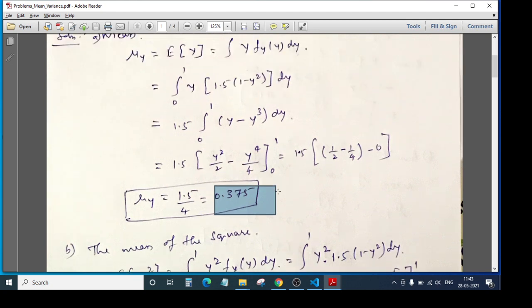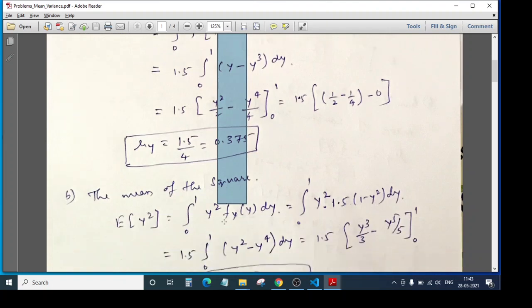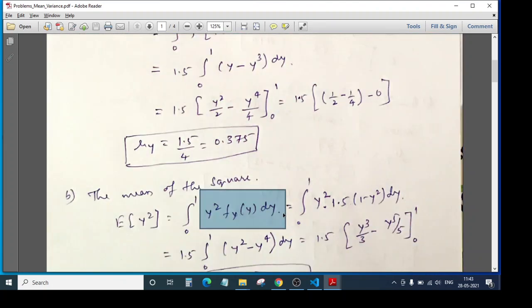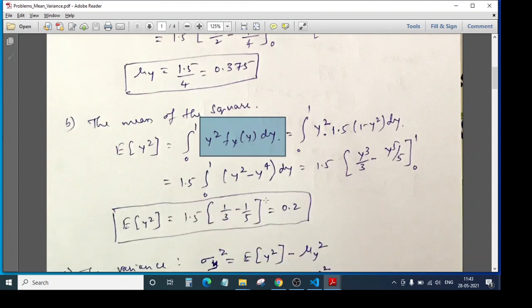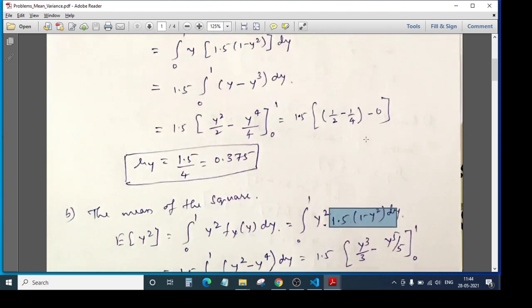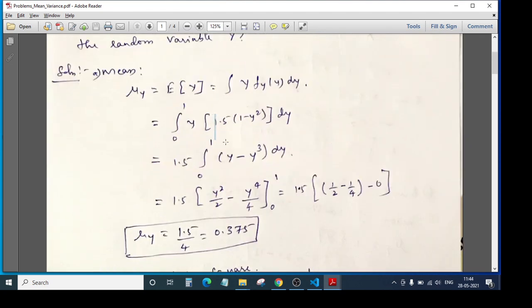Next we need to find the mean of the square. Mean of the square is nothing but in this formula whatever we have, it is y into fy of y into dy. Since it is mean of square, we need to replace this y with y square. Please observe here, we are replacing this y with y square. So the formula is y square into fy of y into dy. Okay. So again the limits are the same, 0 to 1. And fy is also the same, the same term which we had used here.